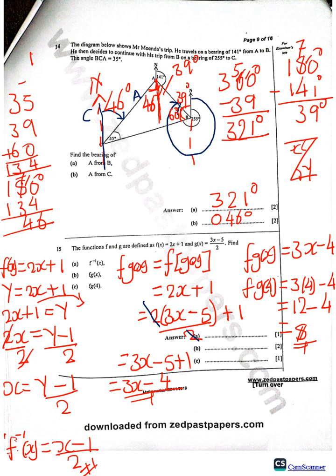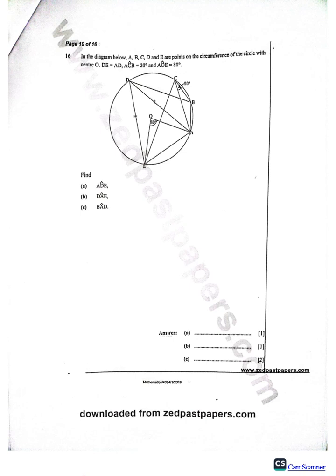Now let's move on to the question as seen in the diagram below. A, B, C, D, and E are points on the circumference of the circle with center O. Distance DE is equal to distance AD. Angle ACB is equal to 20 degrees, and AOE is equal to 80.